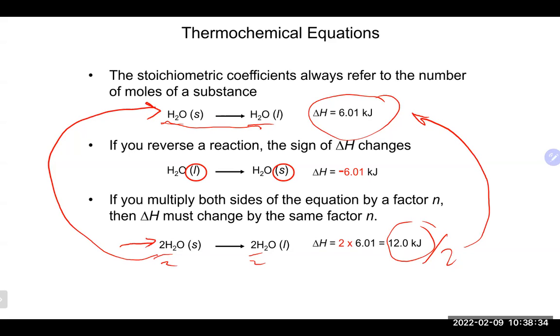So those are a few very common ways that we can manipulate these type of equations. If we reverse it, you simply take the delta H value and change the sign. If you need to multiply by a common number, you multiply the entire equation by the common number, and then you multiply the delta H by that number. And if you need to divide the entire equation by a common number, you would divide the delta H value by a common number. Any questions on any of that?